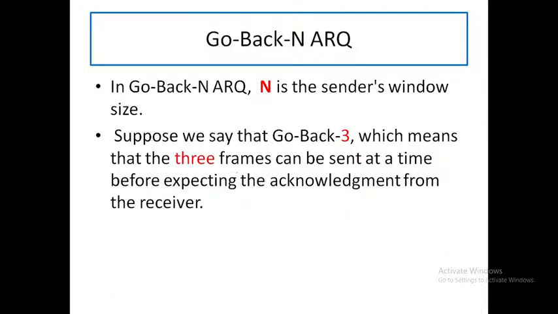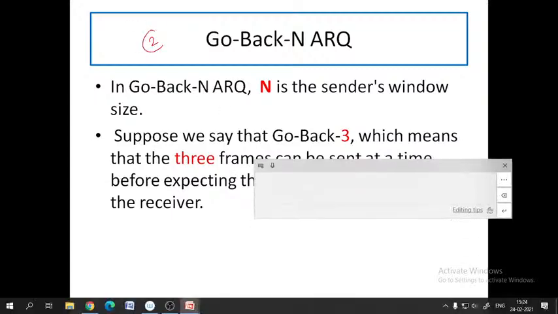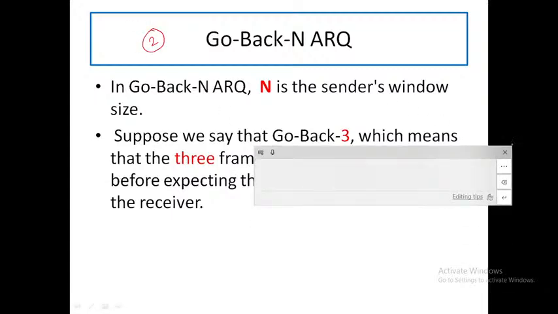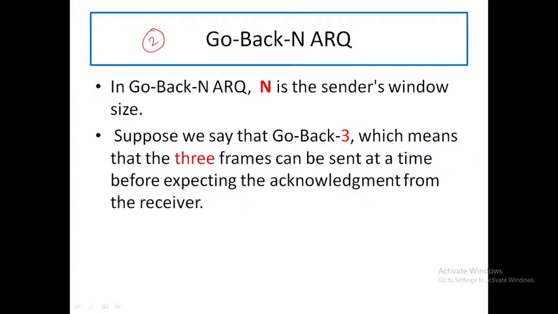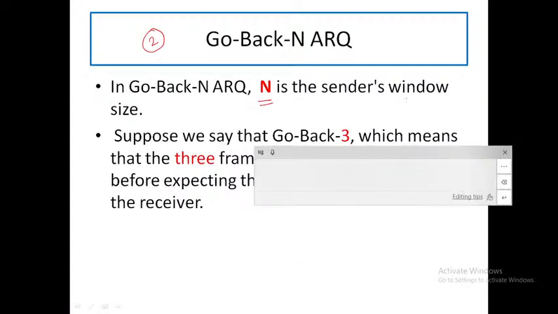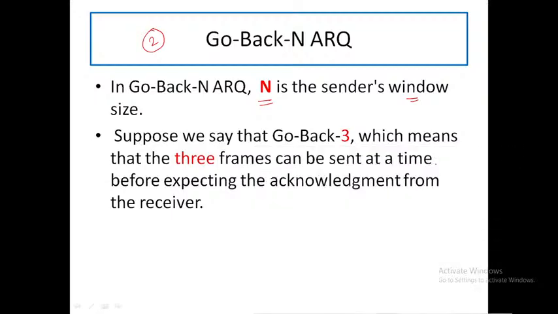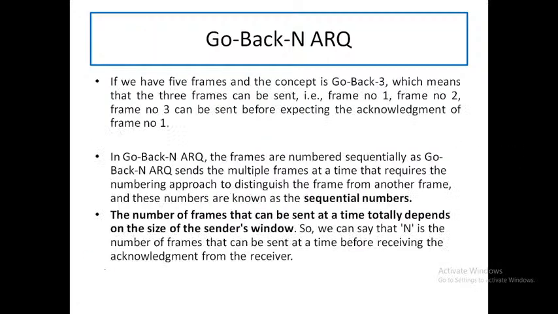Now the second thing is Go-Back-N. It is the second technique we will be using, for a noiseless channel, and here we can find Go-Back-3. The N value is nothing but the window size that we have studied. Okay, now what do we mean by this? Let's see here.